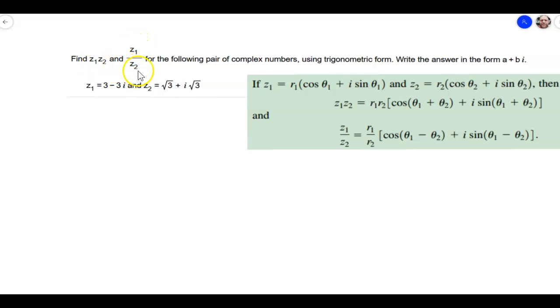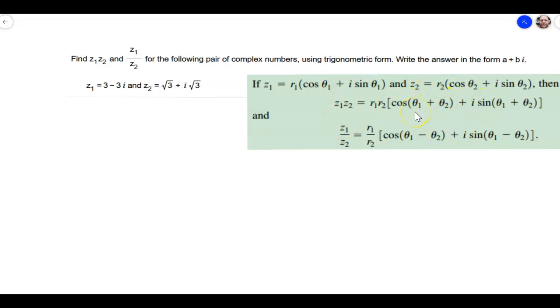Today I'm taking a look at an example from section 7.4, and it says find z1 times z2 and z1 divided by z2 for the following pair of complex numbers using the trigonometric form. Write the answers in the form a plus bi, and they give us that z1 is equal to 3 minus 3i, and that z2 is equal to the square root of 3 plus i times the square root of 3.